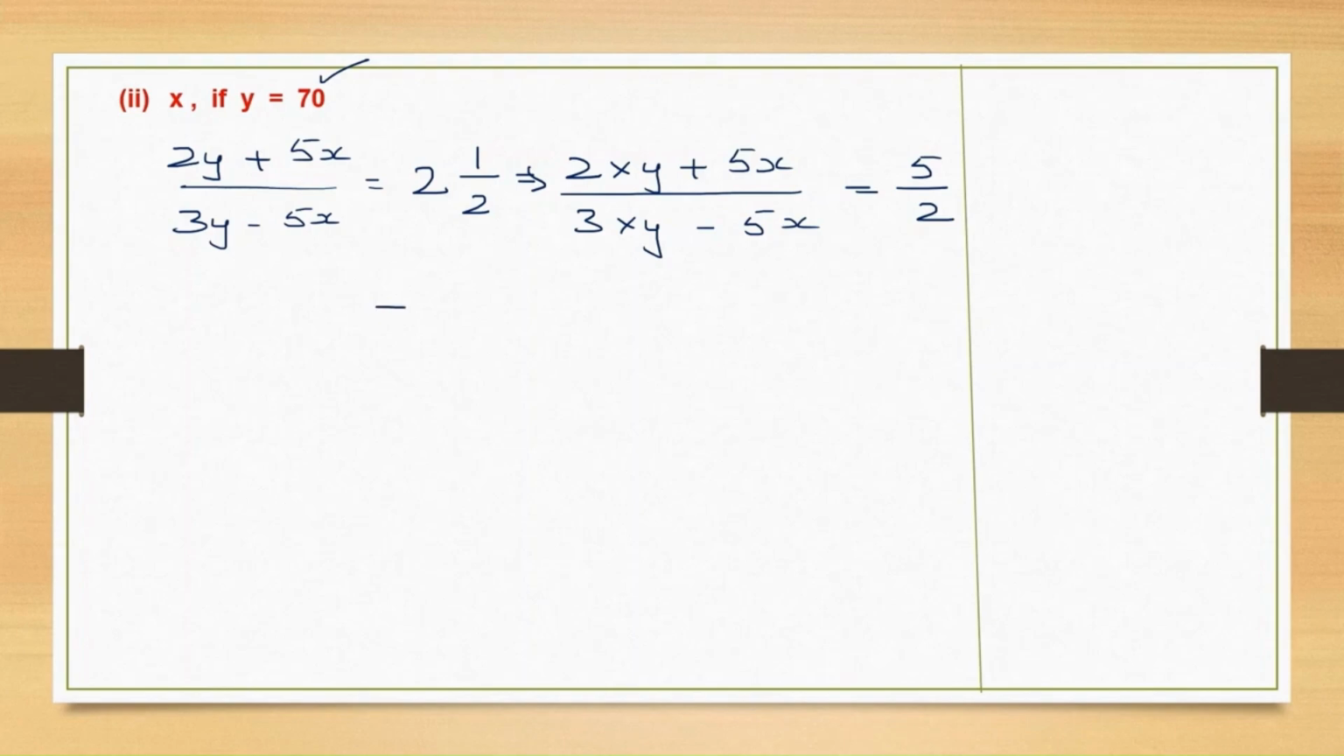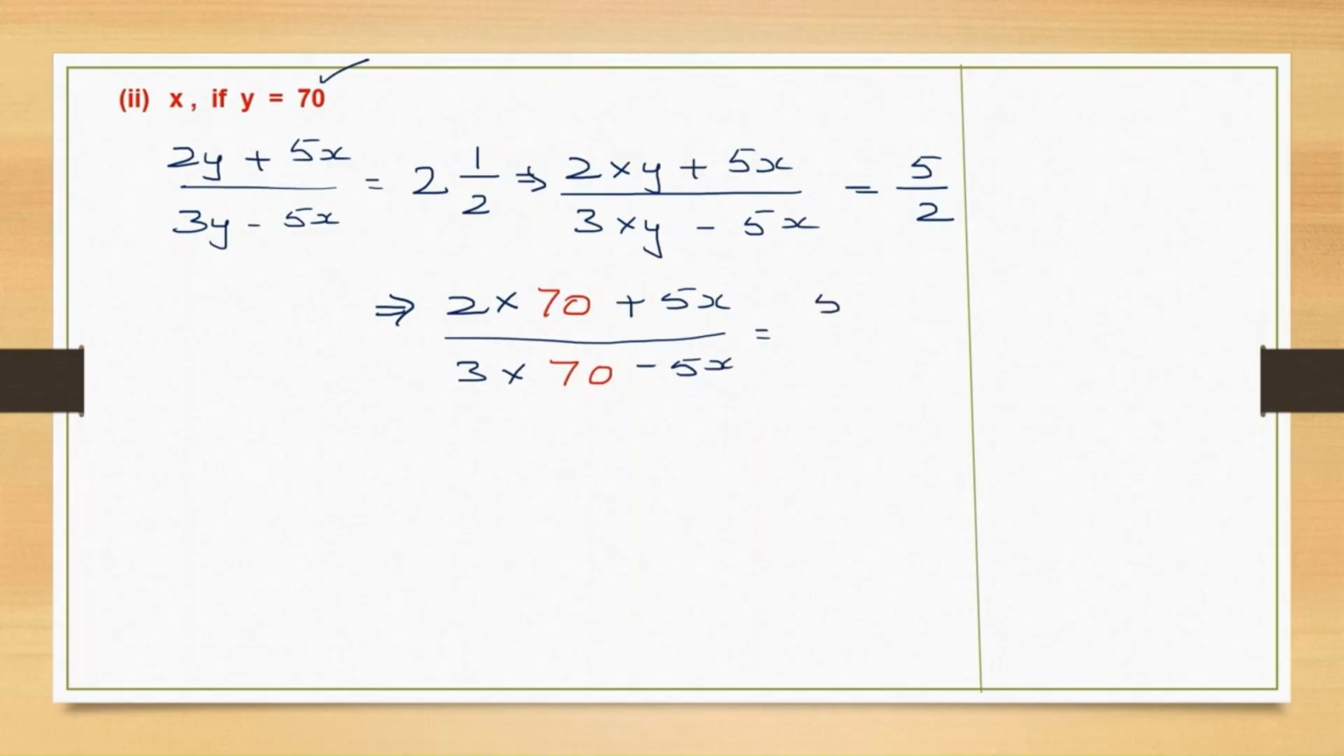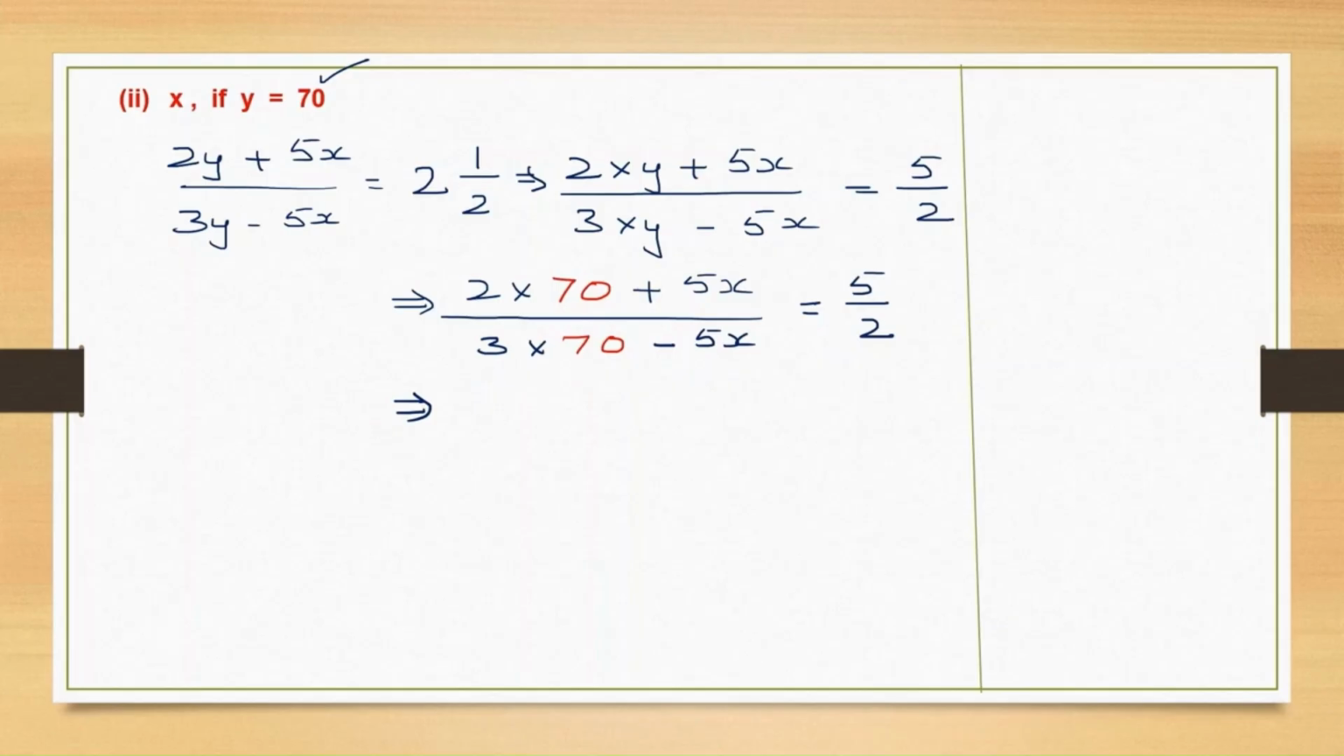Let's convert. 2 2s are 4 plus 1, 5 by 2. So now let's work this out. So 2 into y means 2 into 70, plus 5x, divided by 3 into y, y is 70, minus 5x. And this is equal to 5 by 2. So 2 into 70 is 140 plus 5x divided by 3 7s are 21, so 210 minus 5x, and together this is equal to 5 by 2.